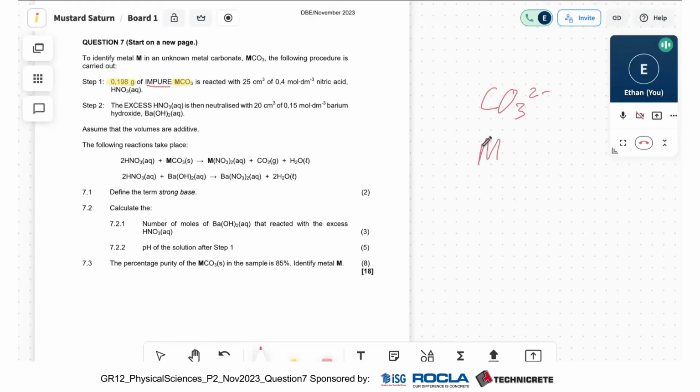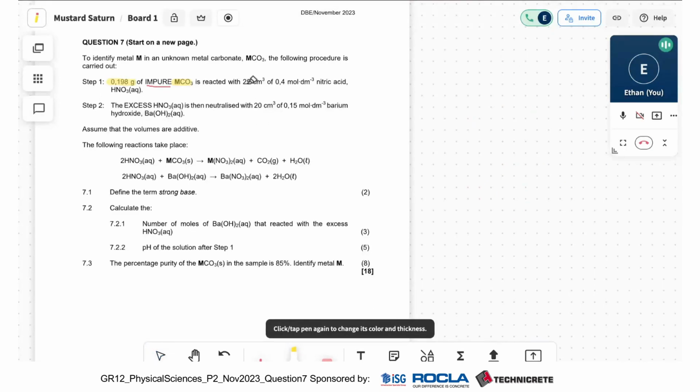If our formula is MCO3, this implies that the metal M is a 2 plus ion. So group 2, perhaps. Something in group 2. It's just important to have this in mind. But yeah, okay. So it is reacted with 25 milliliters of 0.4 molar nitric acid, HNO3. So that's step 1. So we just take our unknown compound and react it with some acid.